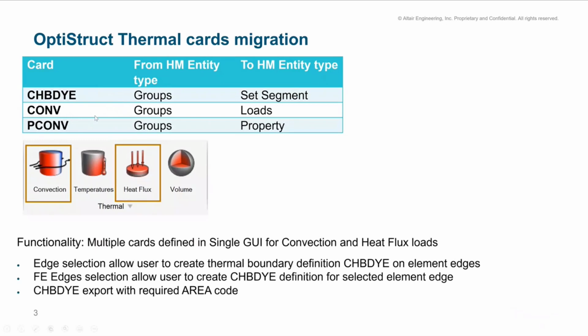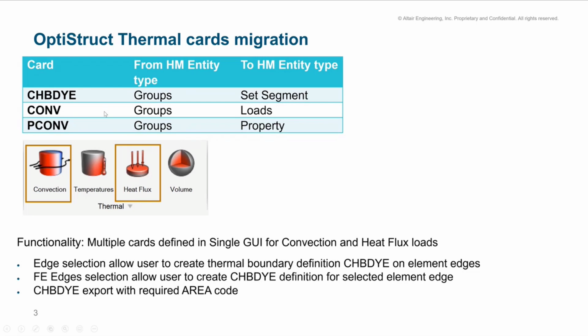One of the primary goals as part of the .3 release was to migrate the thermal cards, which have been mapped to the group entity in the past. So what I'm highlighting here is the CHPDYE, which are the boundary elements defined as part of the thermal loads, and also the conv and pconv respectively. All these three cards have been migrated to appropriate HM entities, like CHPDY is migrated to set segment, and conv is migrated as a load now, and pconv has migrated to property.